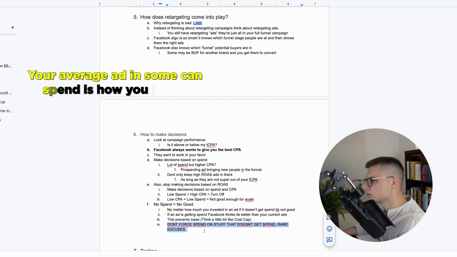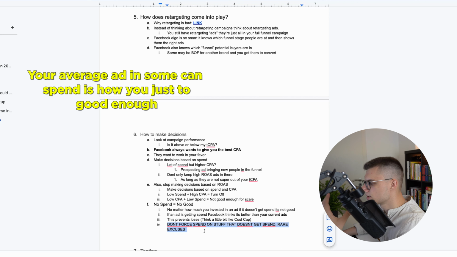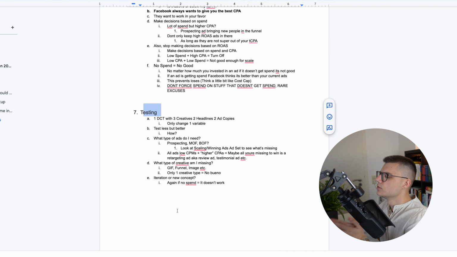But if it's your average ad and it's not getting spent, it's probably just simply not good enough. Then let's look at number 7, testing. How do I test with this new approach?